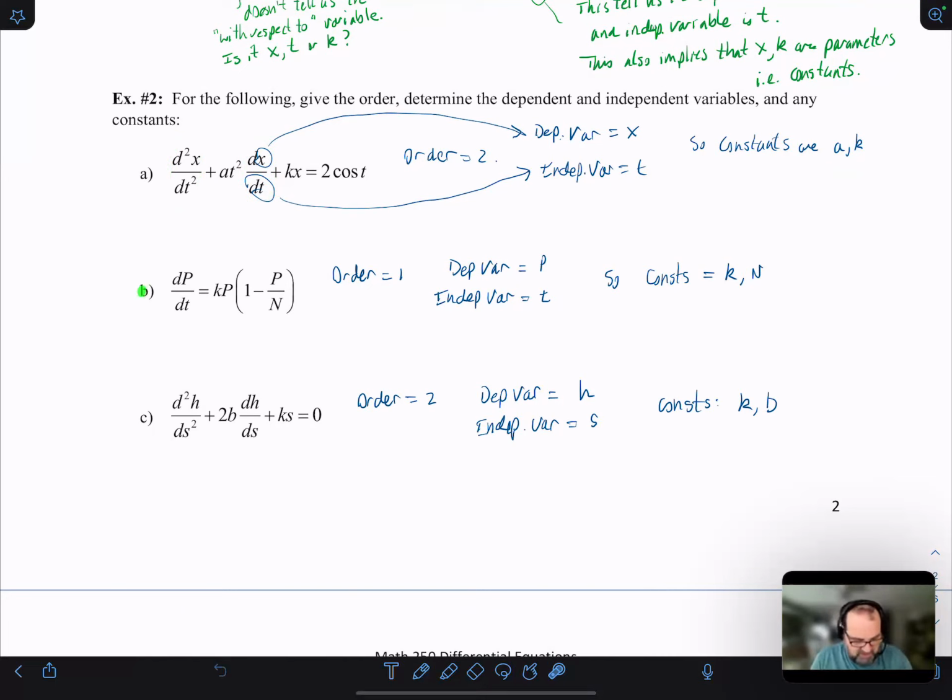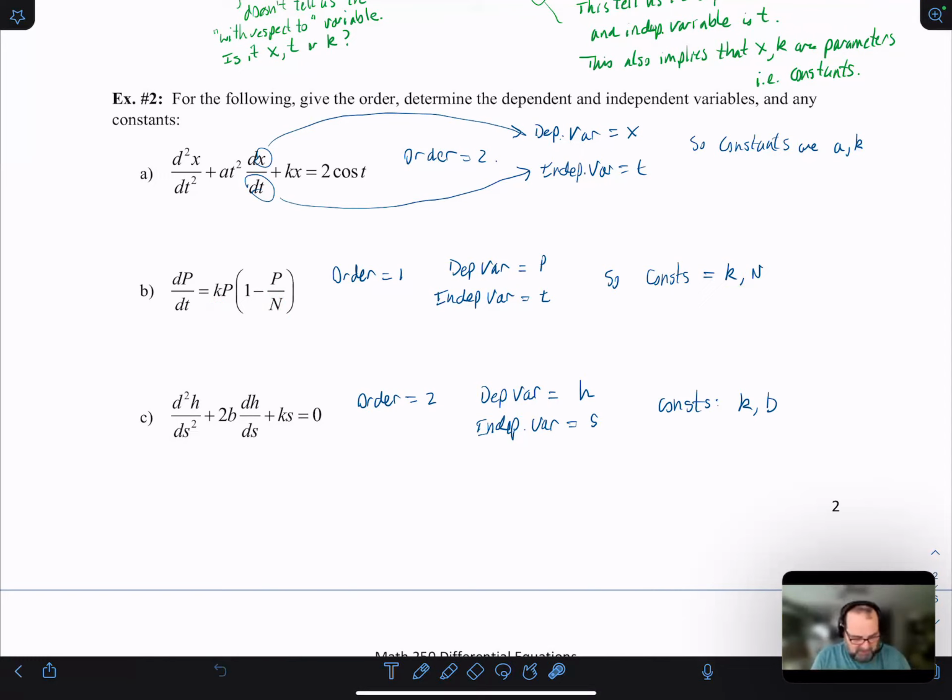All right, here's another one. This is actually a famous one for DEs. This is something called a logistic equation, but we can read this here. We've only got the one derivative here, dp dt. Therefore, this is first order. Clearly then the function is p. Again, the dependent variable is p, and it depends on the variable t. So dependent variable is p, independent variable is t. Therefore, any other letters, the k and in fact the capital N here, would have to be treated as constants.